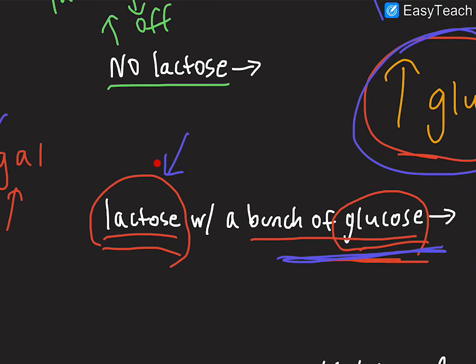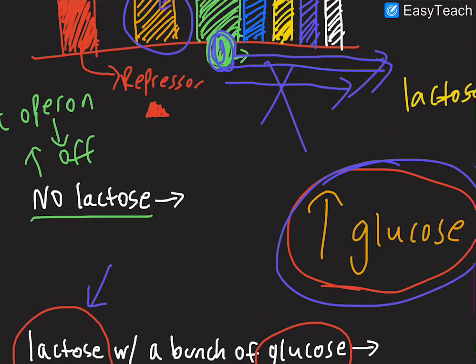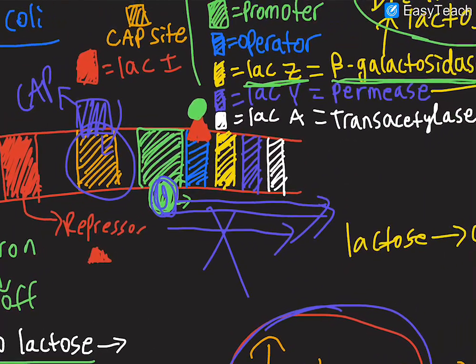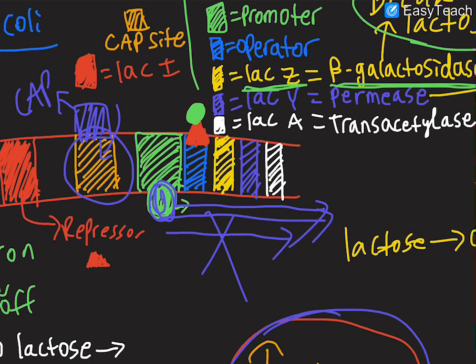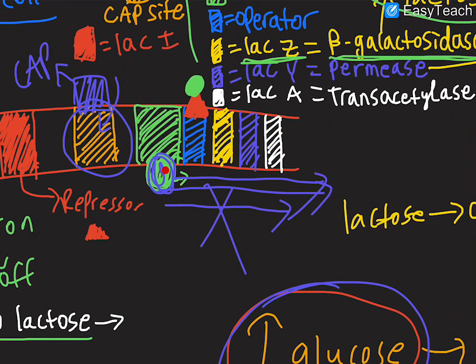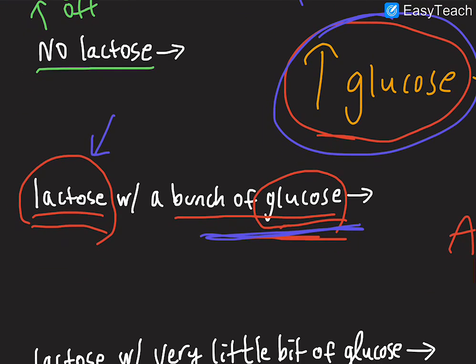But we also said in this scenario, what if we have lactose also? So the high glucose situation is trying to turn off the Lac operon, but the lactose situation, remember, if we have lactose, allolactose will bind to this repressor, which will free the repressor from the operator, which means RNA polymerase can then express these genes. So if we have lactose, that's trying to turn on the Lac operon, and a bunch of glucose is trying to turn it off. So that means we're going to have very, very low expression of the Lac operon, okay?